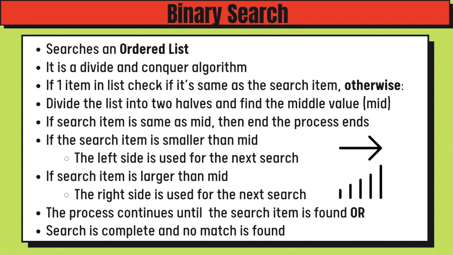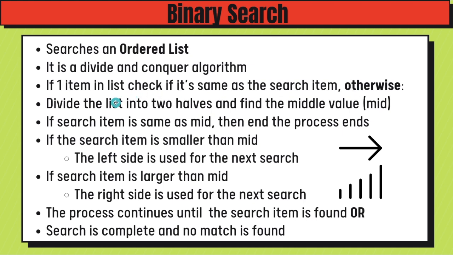Binary search is another search algorithm, and it checks to see if it can find an item within a list. What it does is that it searches an ordered list. It is a divide and conquer algorithm. The first thing it does is check to see if there is only one item in the list. And if that is the case, then it checks to see if that item is the same as the search item. And if it is, then it will return true. And that will be the end of the search.